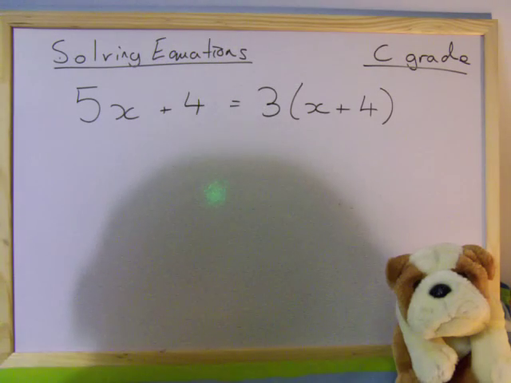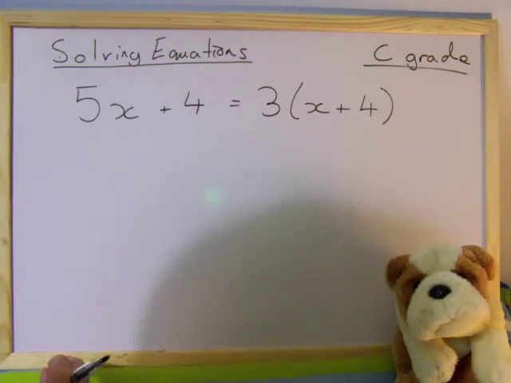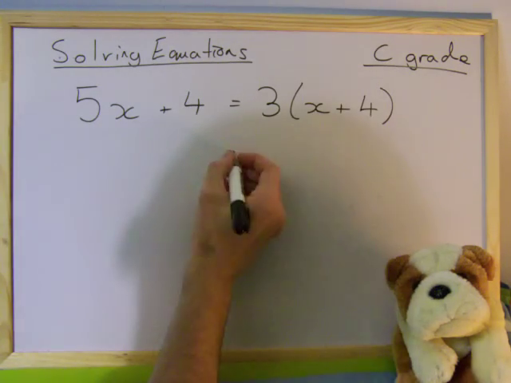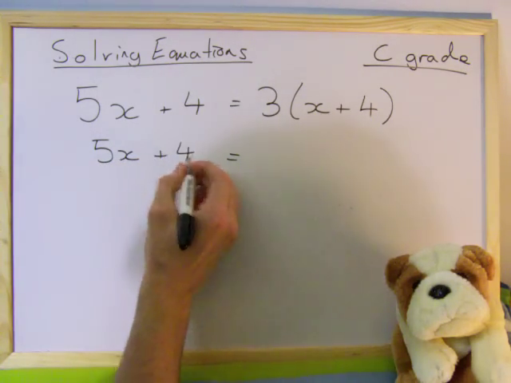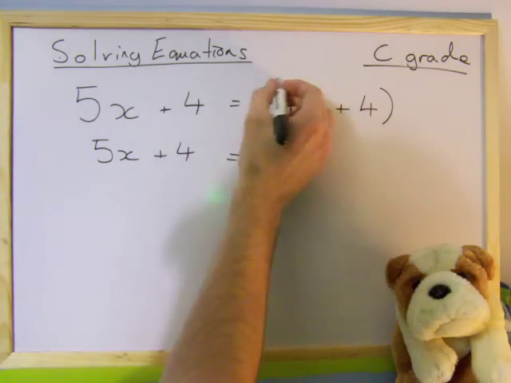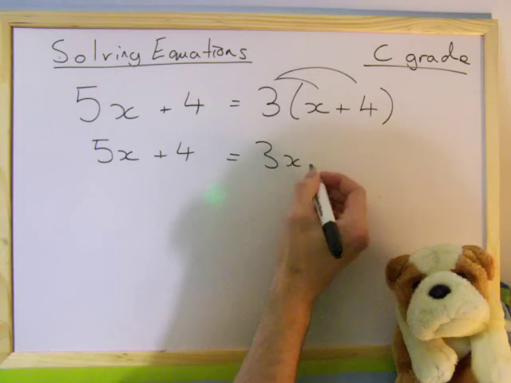Right, a couple of ways to do this. I mean, probably the easiest way is to expand this bracket. So I'm going to do nothing to this side here. It's still going to be 5x plus 4. Over this side I'm just going to multiply the bracket, so that's going to be 3x, and that's going to be plus 12.